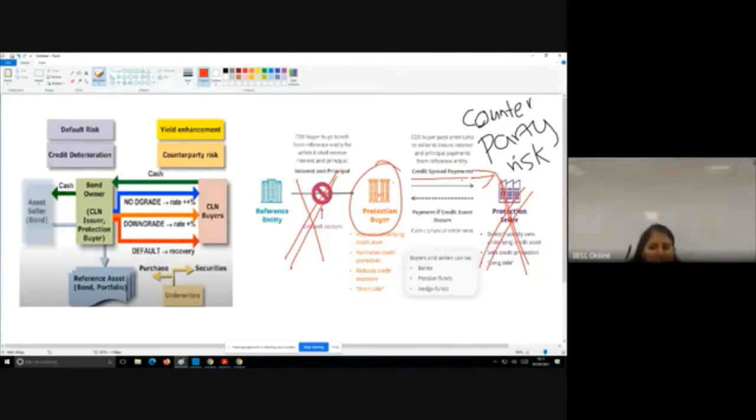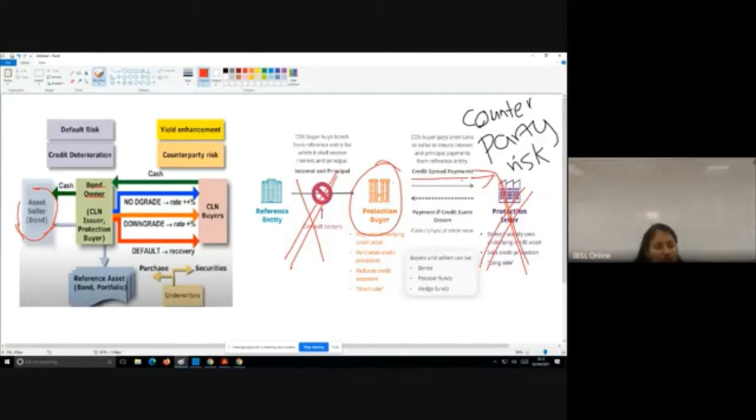Okay, to mitigate this counterparty risk as well, you can come and approach a CLN. What happens here is, yes, you have an asset. Okay, you have an asset that you have invested in. You're the bond owner, you're the investor. Okay, but you know you are exposed to a credit risk. Why? The interest and the principal should come from the bond issuer. Okay, now you want to transfer that credit risk, but you also want to mitigate your counterparty risk as well.